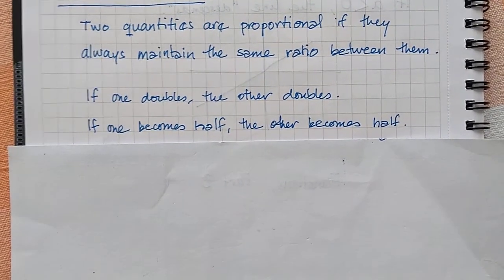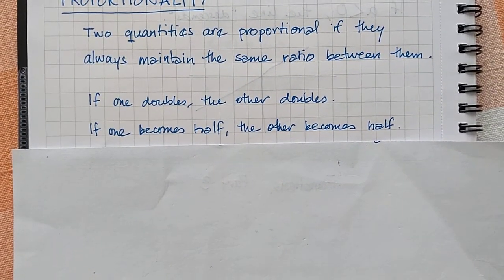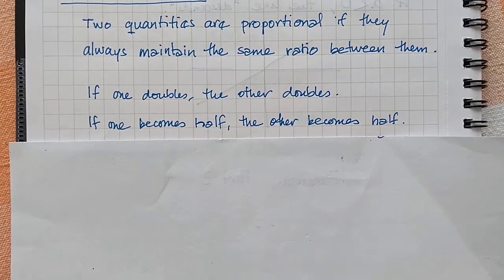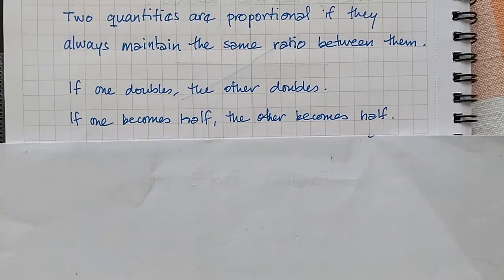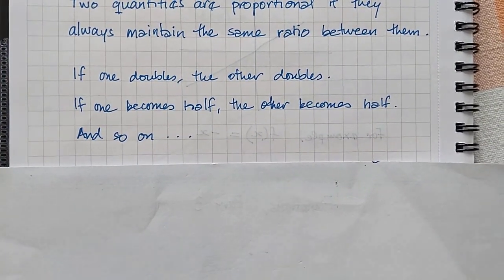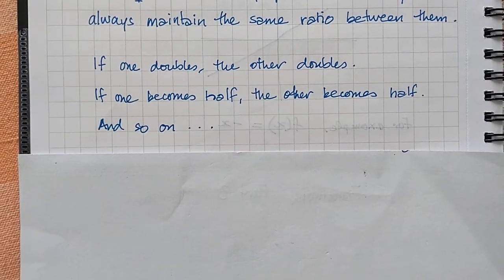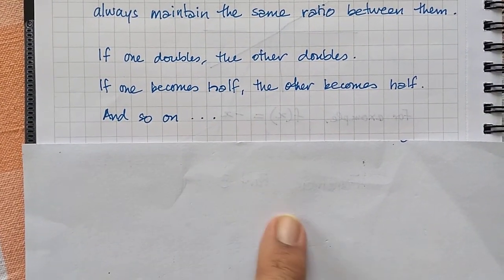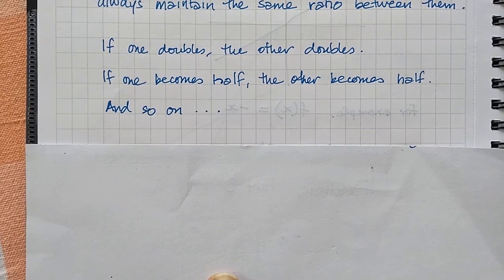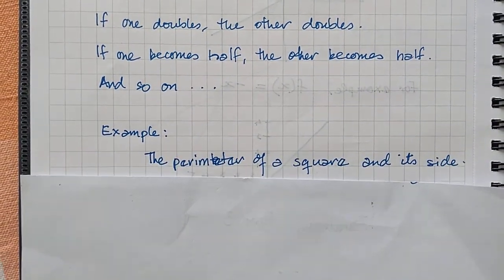So what I mean is, if one quantity doubles, the other quantity will also double. If one becomes half, the other will also become half. If one becomes triple, the other will become triple. If one becomes 1/4, the other will become 1/4, and so on. So let's take an example.